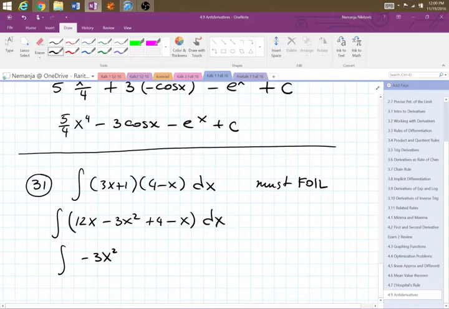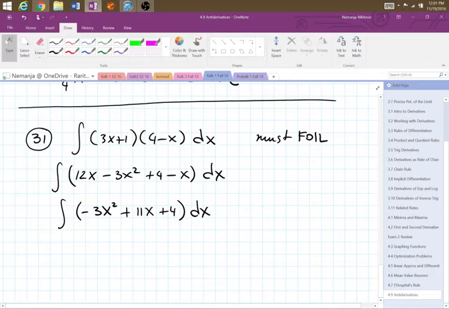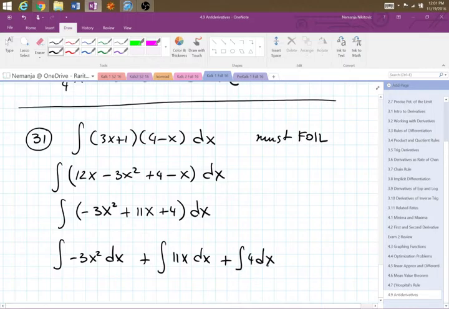So we have negative 3x squared plus 11x plus 4 dx. That's 12x minus x, which is 11x. And now we integrate each one individually. I will still write it one more time: the integral of negative 3x squared dx plus the integral of 11x dx, and then plus the integral of 4 dx.